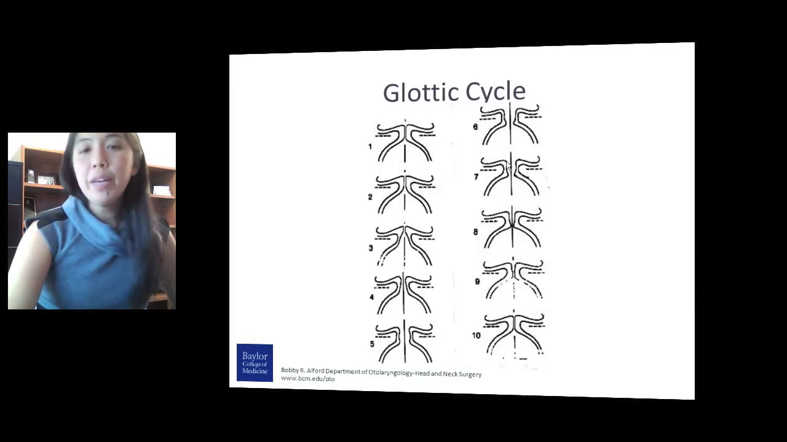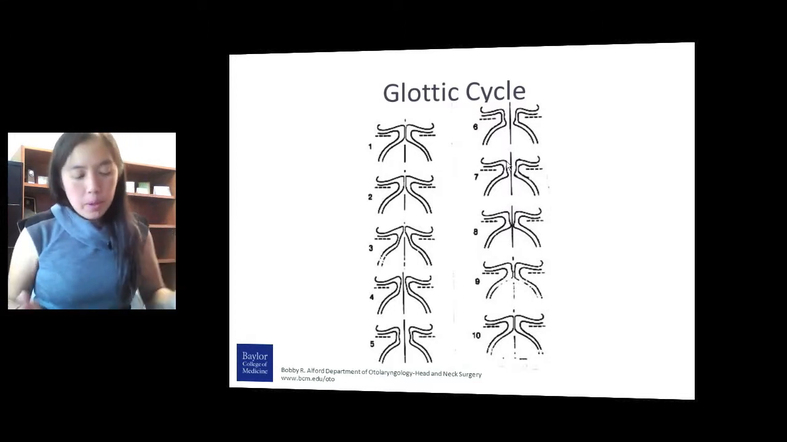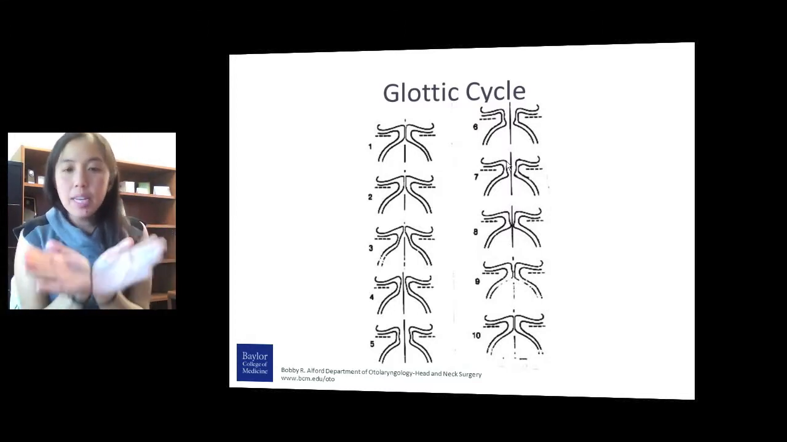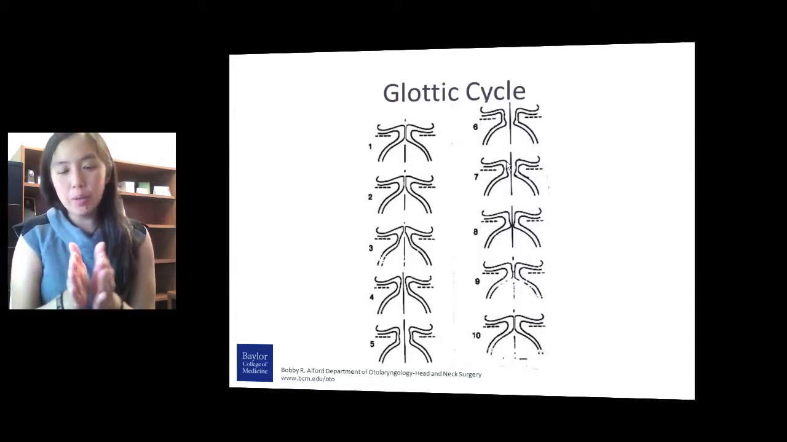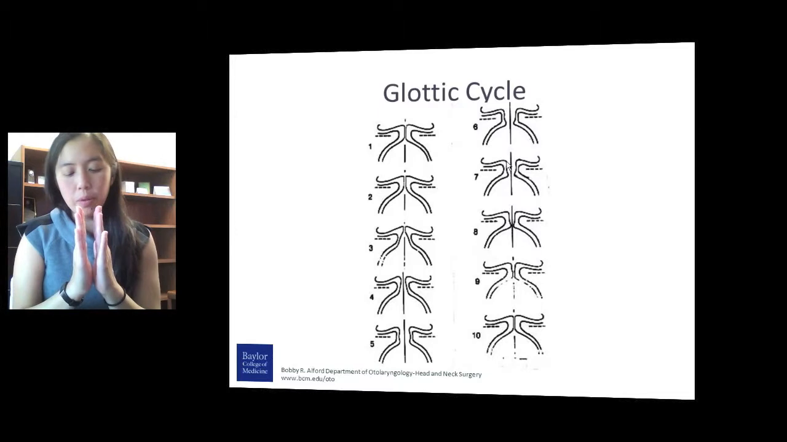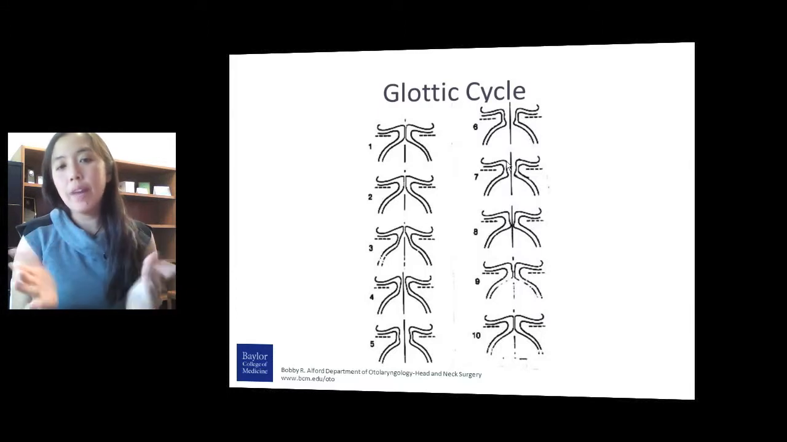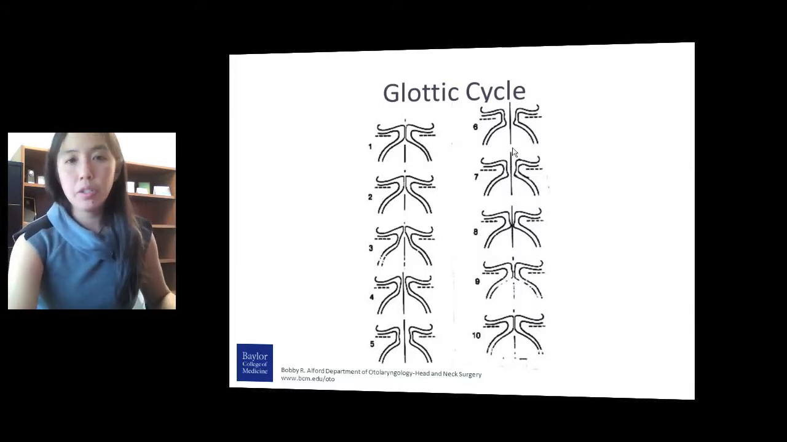So how do we make voice? The vocal folds are placed in approximation by those intrinsic adductory muscles. Those place the vocal folds right in approximation. Then the air passing between the vocal folds causes them to vibrate. This is called the glottic cycle. You can see a picture of this here.